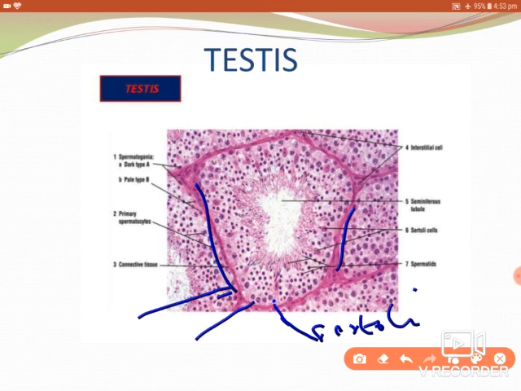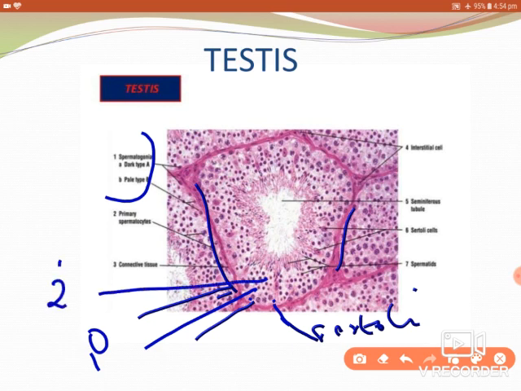Here the spermatogenic cells, the basal stem cells, are called the spermatogonia. There are type A and type B spermatogonia. The spermatogonia undergo mitosis and form type A and type B. Type B matures to form the primary spermatocytes above this. The primary spermatocytes undergo meiotic division and form the secondary spermatocytes. Then it forms the spermatids. Then spermatids mature to form spermatozoa.